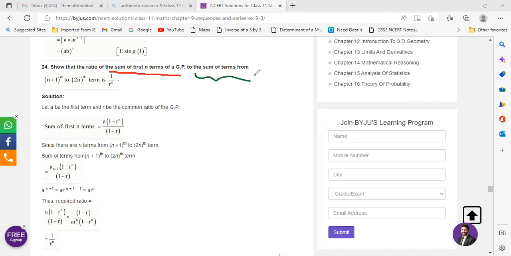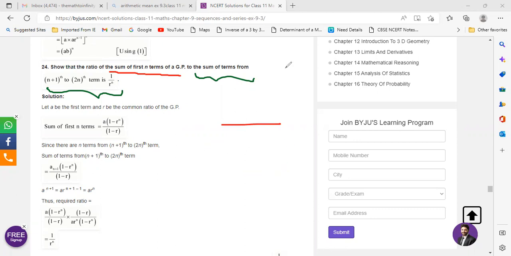Why? Because the denominator is the sum of terms from n plus 1 to 2n, and the ratio should be 1 upon r raised to the power n. So the sum of the terms in the denominator only we are going to find, because they're asking us to find the ratio. So you will write the red thing in the numerator and the green stuff in the denominator.